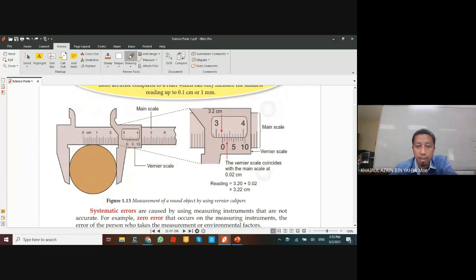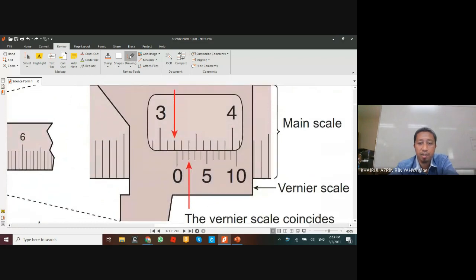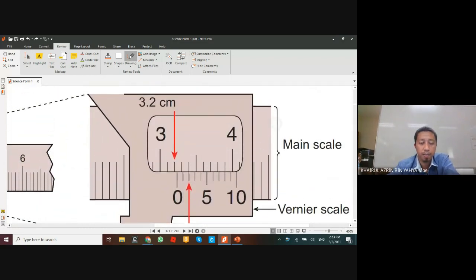So we refer to this picture. How do you read this vernier calipers? First of all, we need to refer to this zero first. Let me use my mouse here. This is 3, this is 3.1, and then this is 3.2. So 3.2 cm.